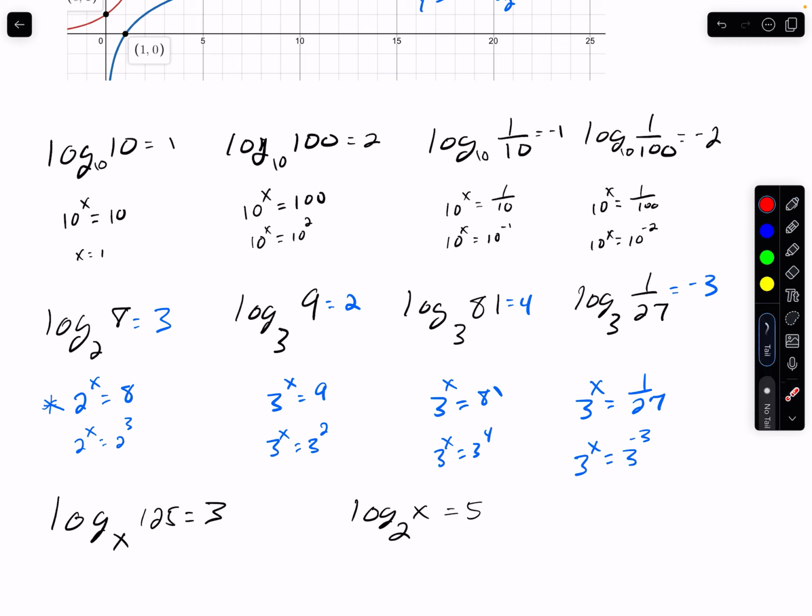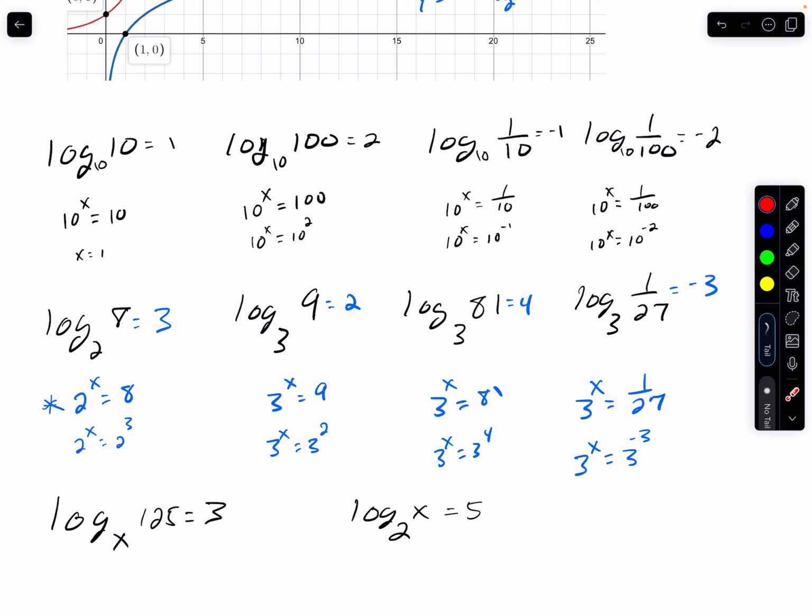So again, notice our answers are exponents. 2 to the what power is 8? 3. Log base 3 of 9, 3 to the what power is 9? 2. Log base 3 of 81, 3 to the what power is 81? 4. Log base 3 of 1 over 27, 3 to the what power is 1 over 27?